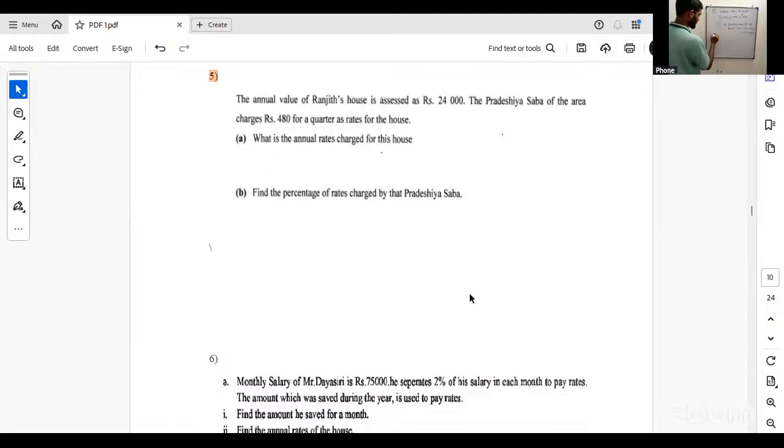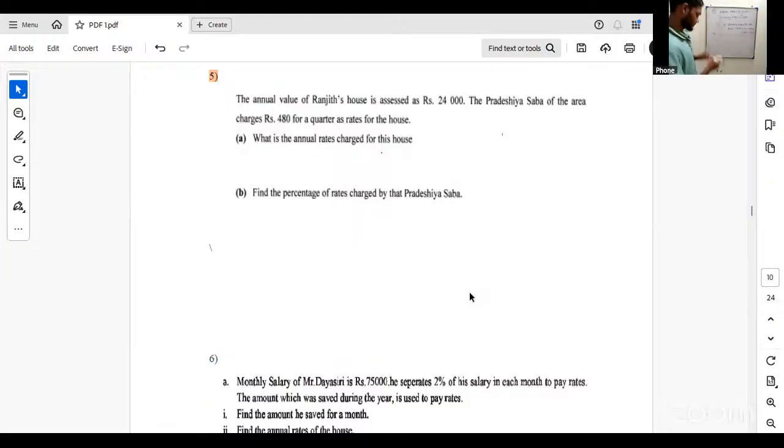B part. Find the percentage of rates charged by that Pradeshiya Sabha. Now, how do you find the percentage? This is also kind of a direct question. Just put the equation. For rates, we know the equation: rate equals the value times rate percentage, right? We calculated the annual rate value, and we have the estimated value as well, 24,000. Now they are asking for the rate percentage, so we have to find this value.